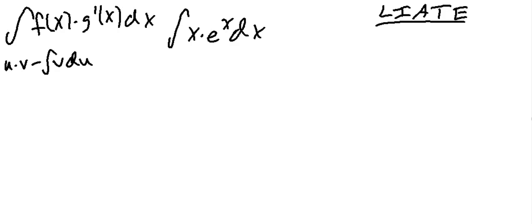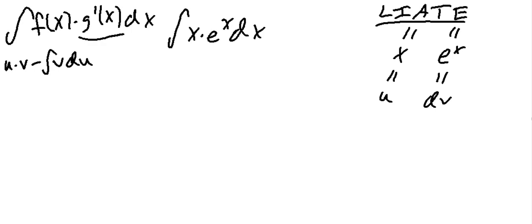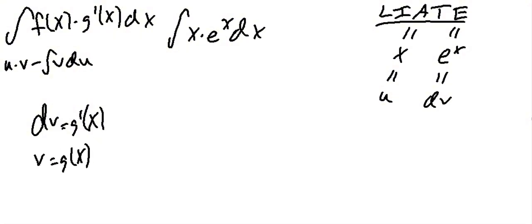So when we use this acronym, LIATE, your u value is going to be the first one you come across. So for this example, x is that algebraic arithmetic value, and e to the x is an exponential. So since A comes before E in the acronym, x is going to be u, and e to the x is dv. Remember, dv is the derivative of v, and our function is g prime of x, and dv, I'll write it down, dv is g prime of x, v is g of x.